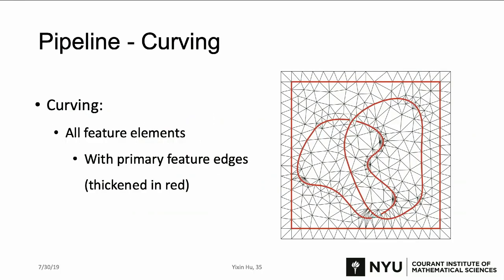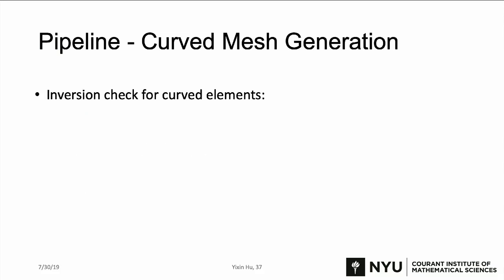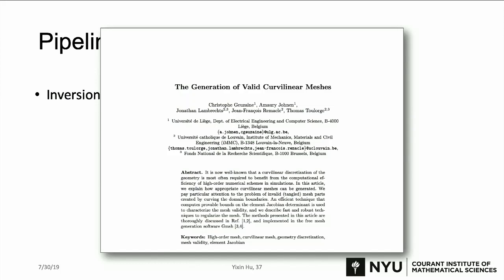So in this step, we first need to curve all feature elements, that are elements with primary feature edges, thickened in red on the right. If an element becomes inverted after being curved, we keep it linear and try curving it later. As for secondary feature edges, they will remain linear. Since the Jacobian of curved elements is not as constant as that of linear elements, we used the method proposed in this paper to check the inversion of curved elements.